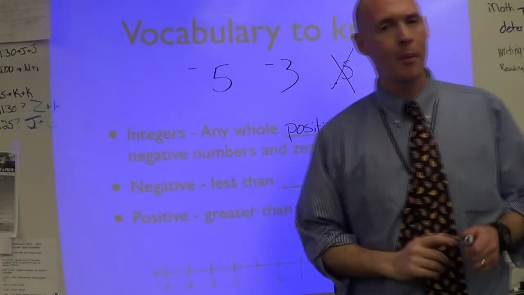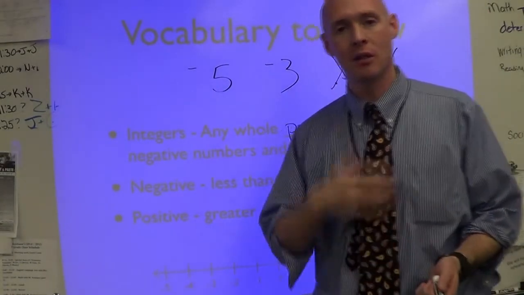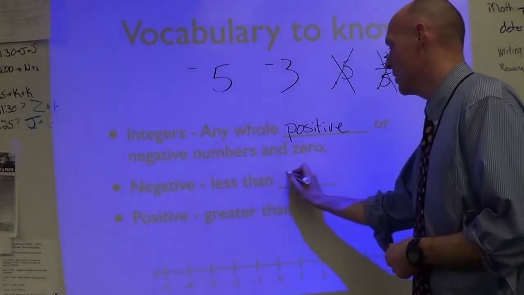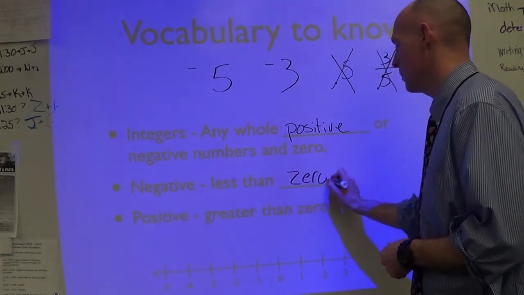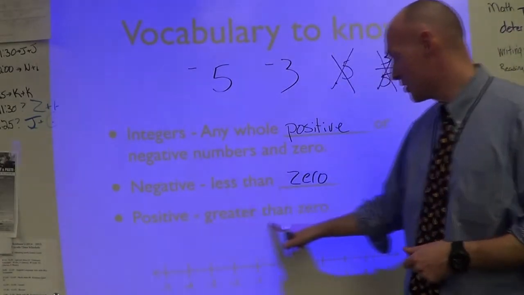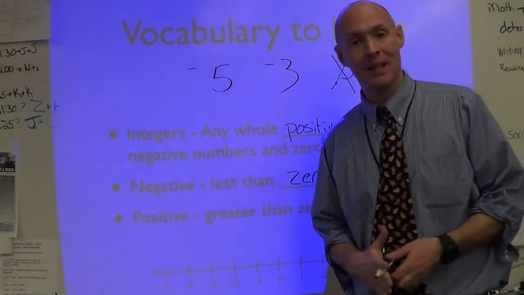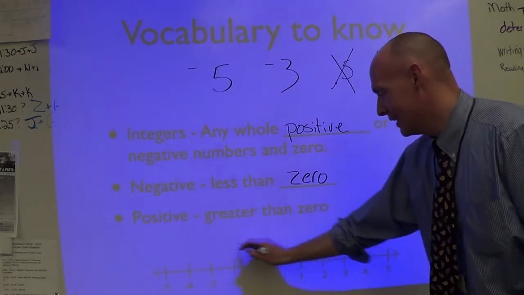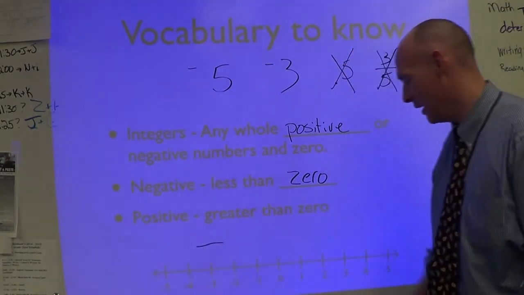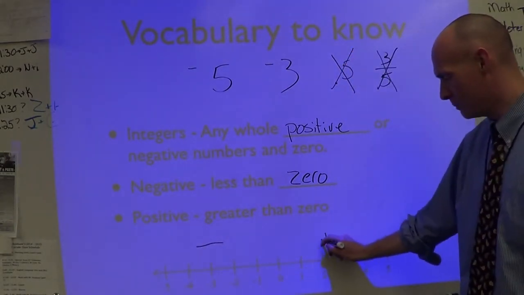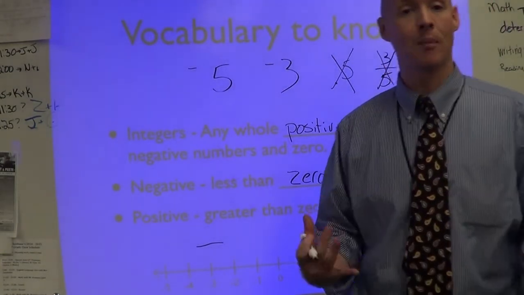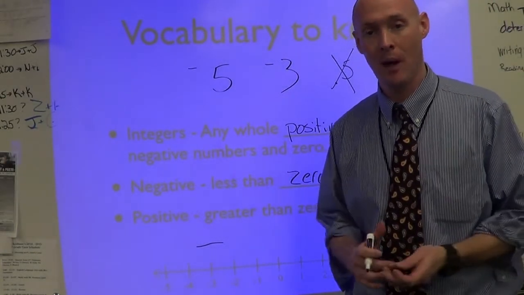So I just threw a couple words, positive and negative, out to you. So let's really break down what they are. Negative numbers are less than 0. Positive numbers are greater than 0. So here I have your little number line. Less than 0 are negative numbers. Greater than 0, those are the positive numbers. 0 is neither positive nor negative.